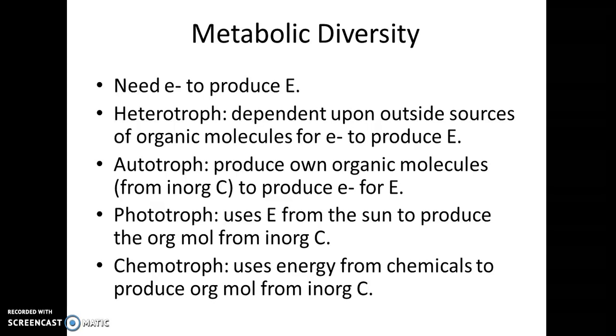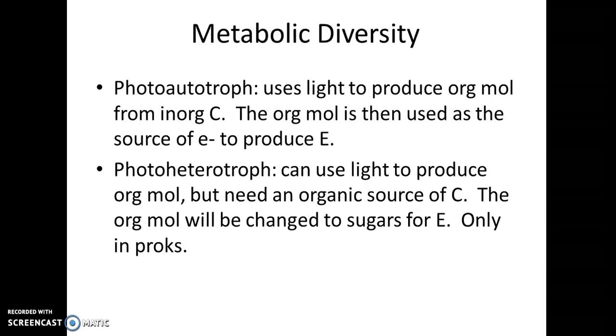So, for example, photoautotrophs like plants use carbon dioxide, which is an inorganic carbon source, and the energy from the sun to produce an organic molecule, glucose, which is then used for fuel in the energy production. Photoautotrophs, we combine these terms, use light to produce organic molecules from inorganic carbon. The organic molecule is then used as a source of electrons to produce energy. That's all glucose is. It's a source of electrons so we can produce energy.